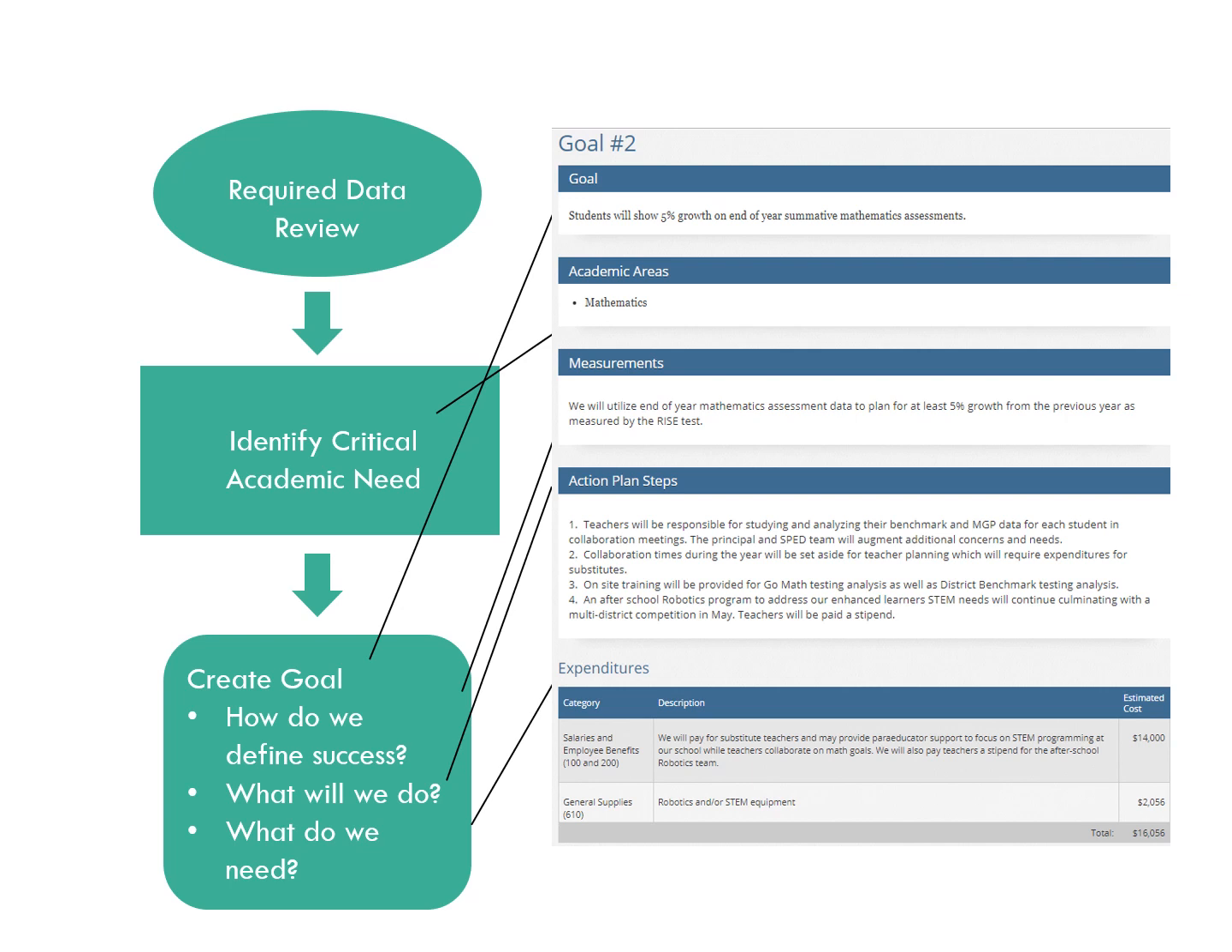Then they take a look at what they need to implement to be successful. Those are the action plan steps. And then the expenditures relate directly to the action plan in saying what needs to be purchased to fill this action plan. If you are using a shopping list and not starting with your required data review, your plan will not have measurable academic goals based on your critical academic needs. Please make sure that you begin with the required data review.